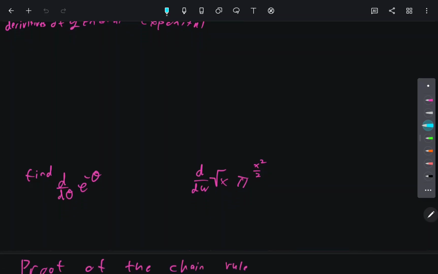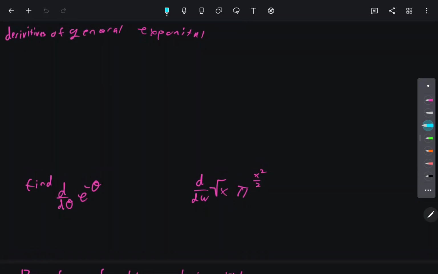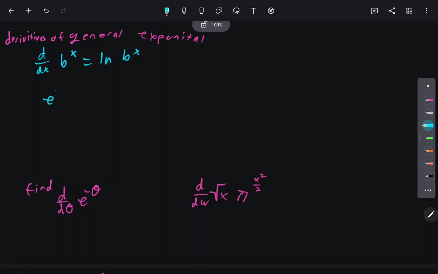So you may recall that I've stated in the past that the derivative of b to the power of x is equal to the natural log of b times b to the power of x. But why is that? Well, let me show you why. Let's say that we have e to the x. e to the x is the function where its derivative is always proportional to itself. So the derivative of e to the x is e to the x.